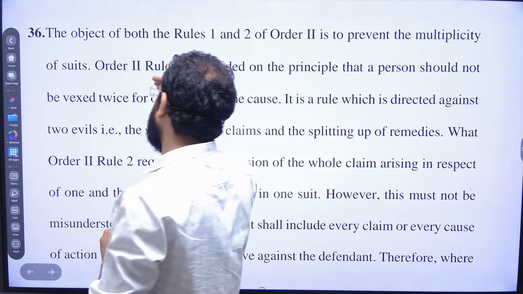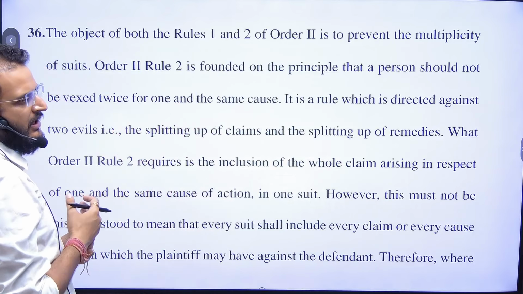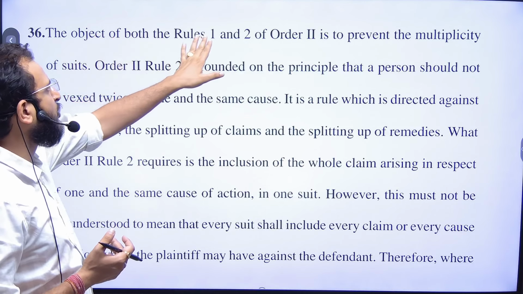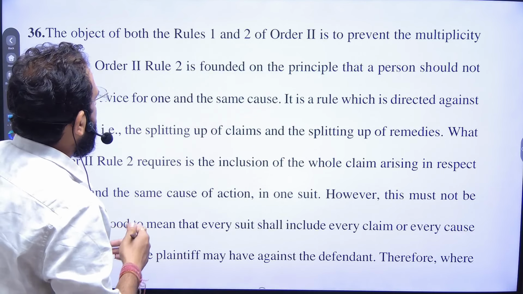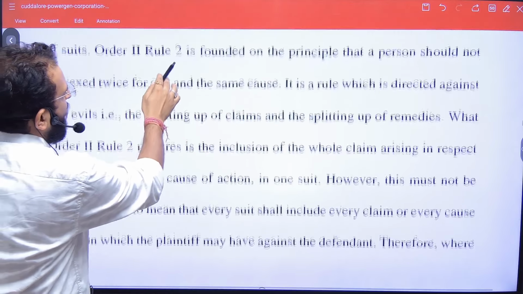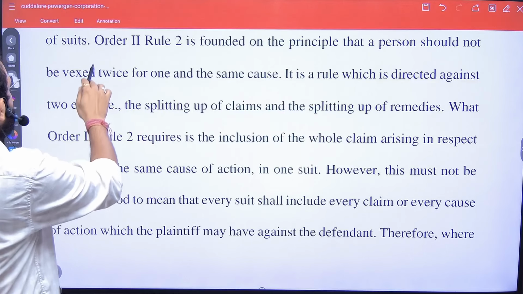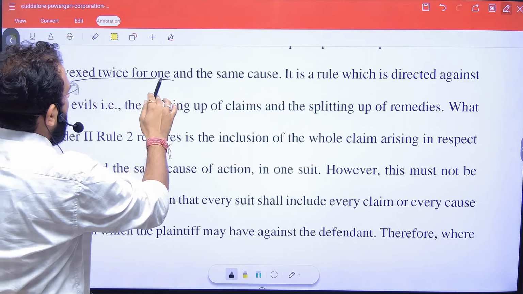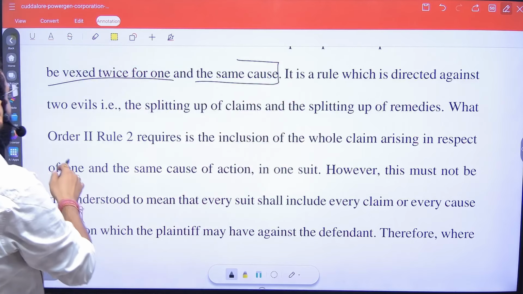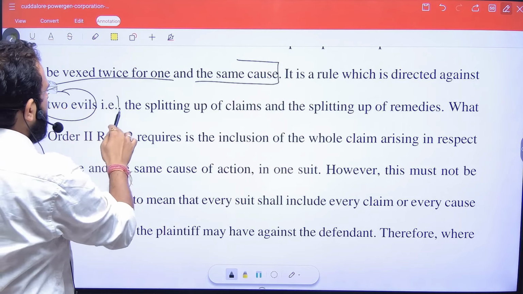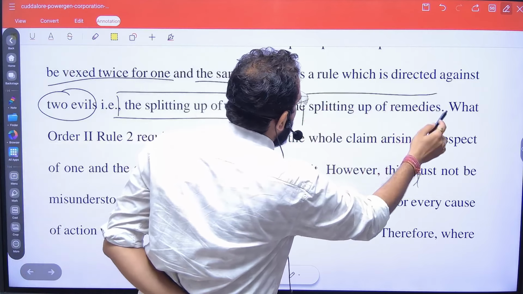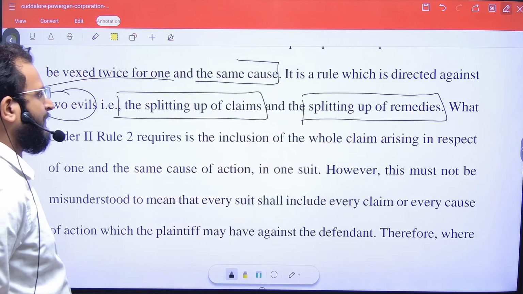And Rule 2 is dealing with several scenarios like when you can relinquish a part of the claim or when you can relinquish the relief. So that is what it is about. The object of both the rules of Order 2 is to prevent the multiplicity of the suits. Order 2 Rule 2 is founded on the principle that a person should not be vexed twice for one and the same cause. It is the rule which is directed against two evils. One is splitting of the claims and the other one is splitting up the remedies.